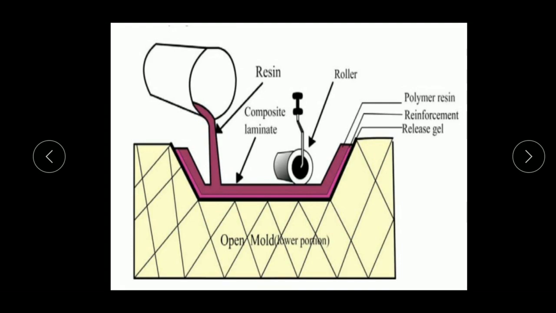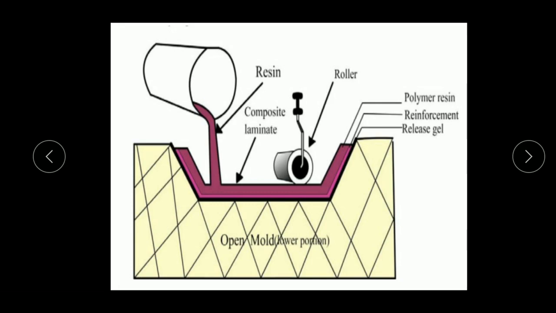Hi dear students, this is the last technique to produce polymer components, which is a very simple and most common method. This is called the open mold technique, or also called the hand layup process. As we can see here, the first step is the selection of the mold box. The selection of the mold box depends upon the quantity of the finished product, and the shape and size of the finished product which we are going to manufacture.